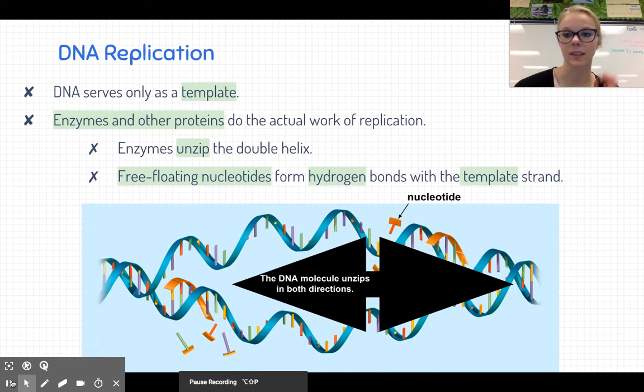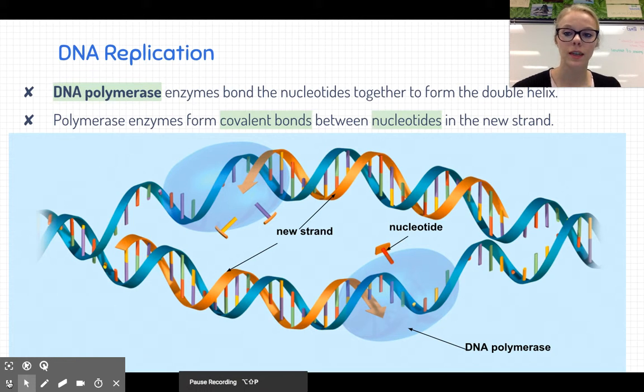DNA only serves as a template. Many enzymes and other proteins are actually required to do the work of replication. Different enzymes are going to unzip the double helix. Free-floating nucleotides are going to form hydrogen bonds with the template strand. Several DNA polymerase enzymes bond the nucleotides together to form the double helix. The polymerase enzymes form covalent bonds between the nucleotides in the new strands.